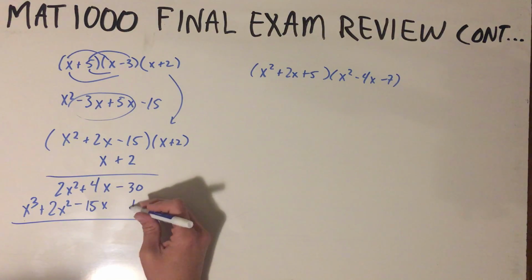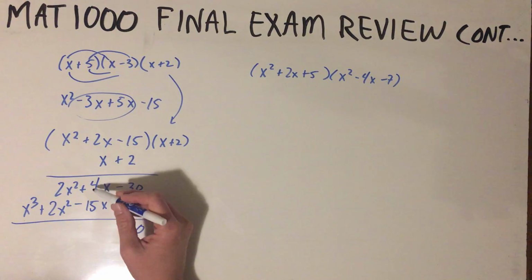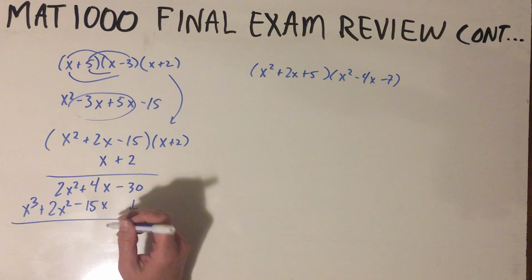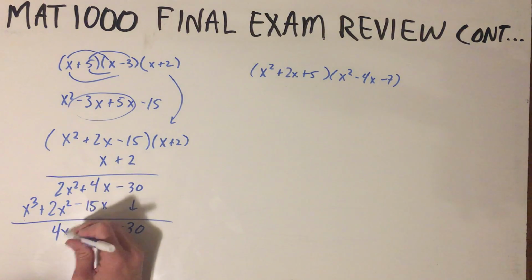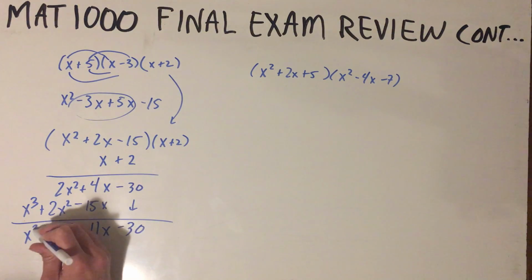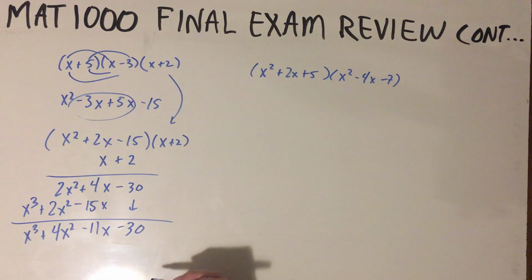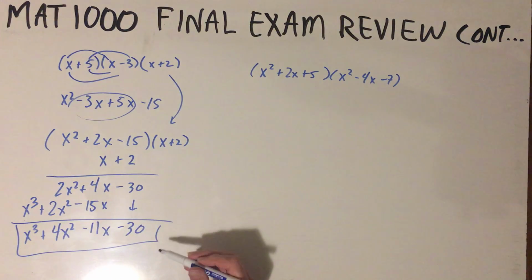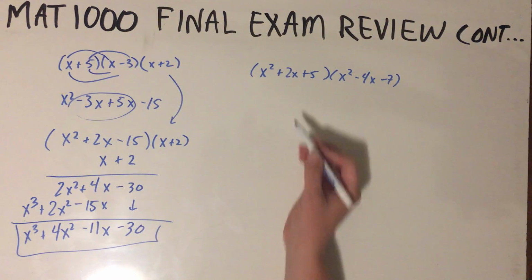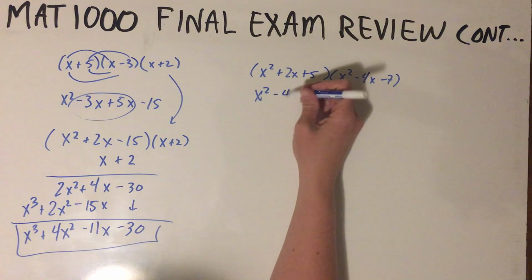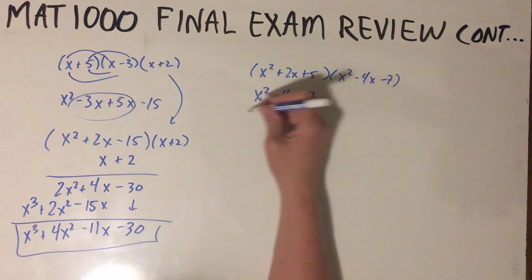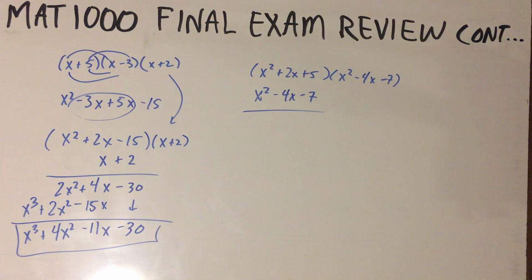All right, and now my like terms are lined up in these columns. So I'm just going to bring down this negative 30. Here I'm going to combine the 4x and a negative 15x for a negative 11x, and here I'm going to get a 4x squared. And I'm just going to bring down this x cubed because there's nothing to combine it with. So this is the answer to this one. Again, if you had a 3-term polynomial, I would recommend lining these up and doing the vertical multiplication. It makes for a lot cleaner of a problem.